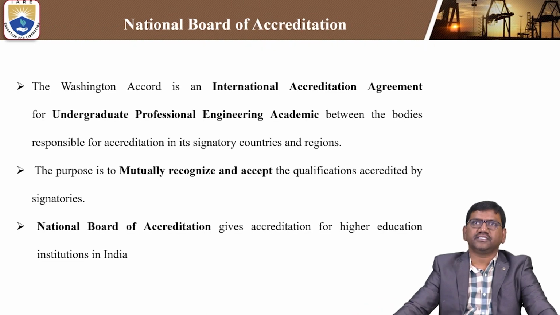The Washington Accord is an international accreditation agreement for undergraduate professional engineering academic programs between the bodies responsible for accreditation in its signatory countries and regions. The purpose is to mutually recognize and accept the qualifications accredited by signatories. There is a board known as the National Board of Accreditation which gives accreditation for higher education institutions in India.